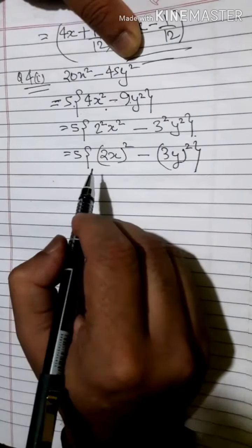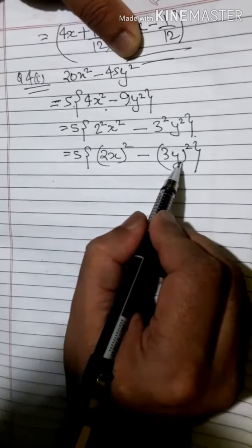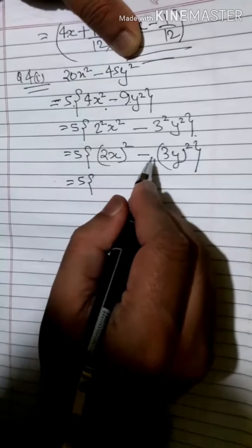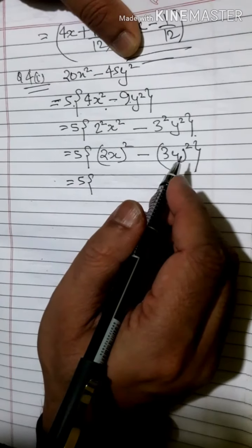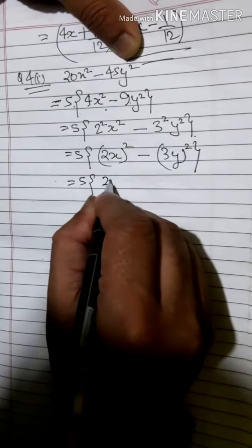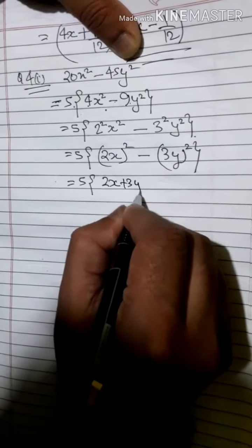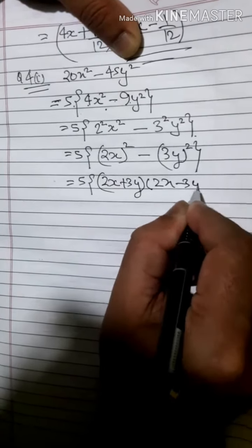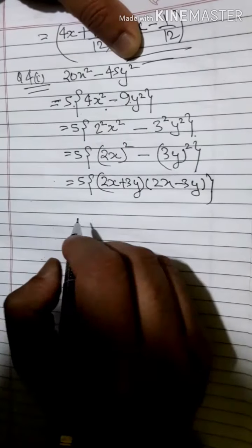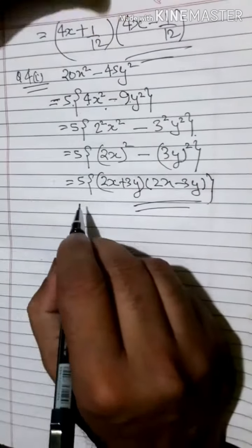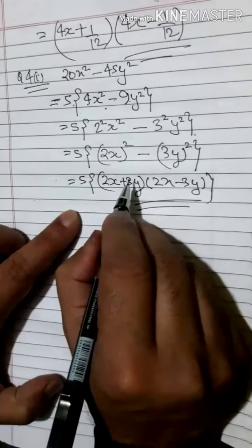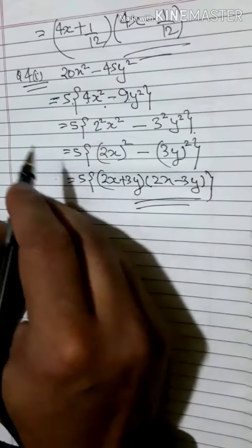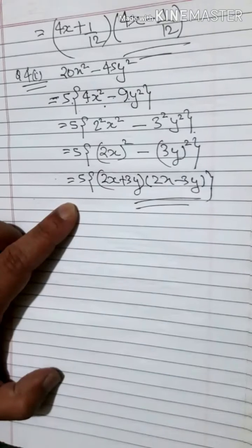Okay, now this is in the form of a square minus b square. Now we simply apply the algebraic identity: a square minus b square is equal to a plus b into a minus b. So this will give us a plus b multiplied by a minus b. So our factors are 5 into 2x plus 3y into 2x minus 3y. So these are the factors for 20x square minus 45y square.